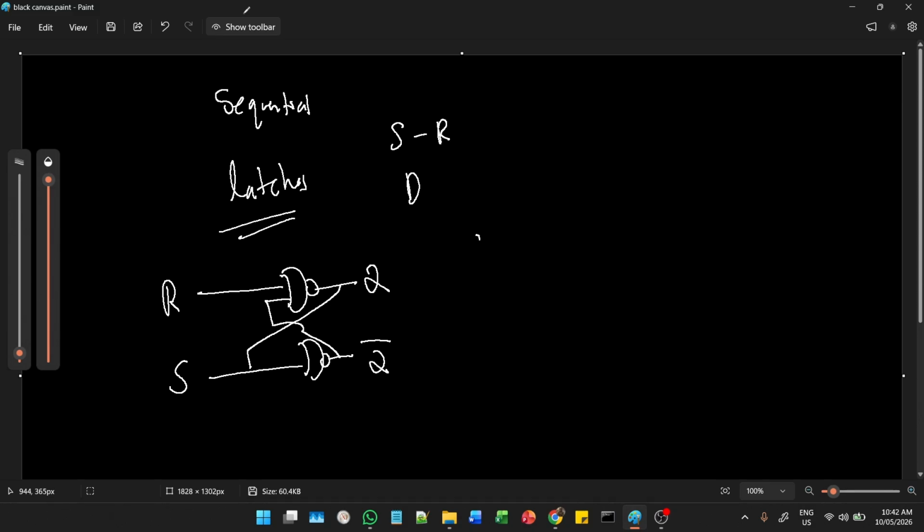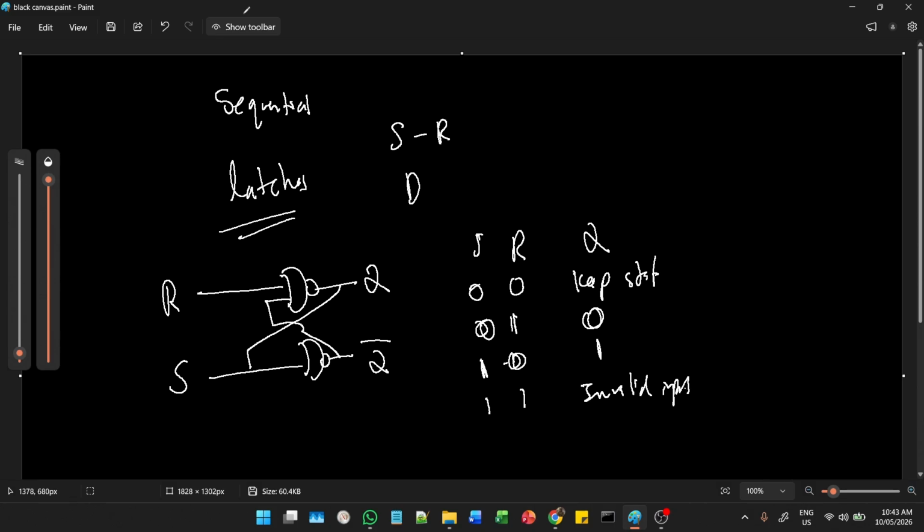We have S and R, 0 0, 0 1, 1 0, 1 1. So 0 0 actually means keep state. We only consider Q here, by the way. Keep state. So when you have a 0 and 1, what happens is you get a 0. When you have a 1 and 0 here, you get a 1. Whereas if you have 1 1, that's an invalid input. Again, I would recommend you guys go check up on latches, do your own research and all that stuff.